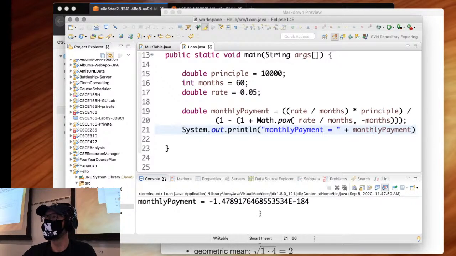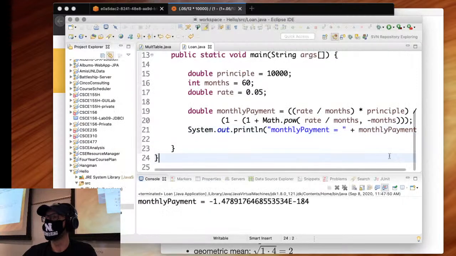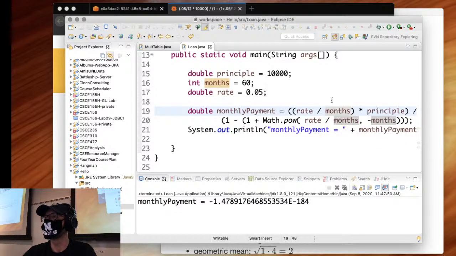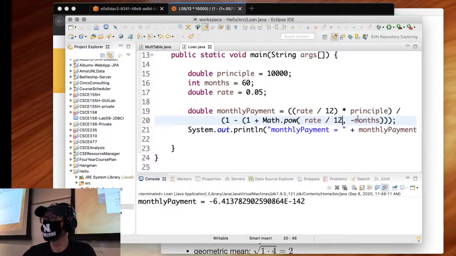What's wrong here? I did it right over here. Oh, what's months? Should it be months? Should be 12, sorry. Right? Let's run that again, see if that's right. Still not right. It's a very, very, very small number here, which means that this is probably a very, very large number. Rate, yeah, go ahead.